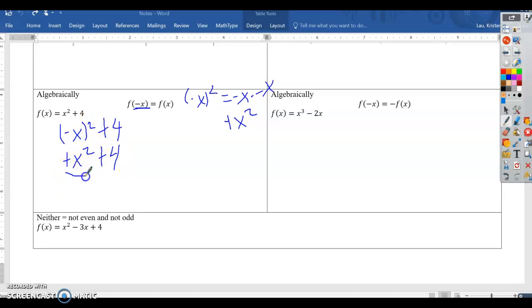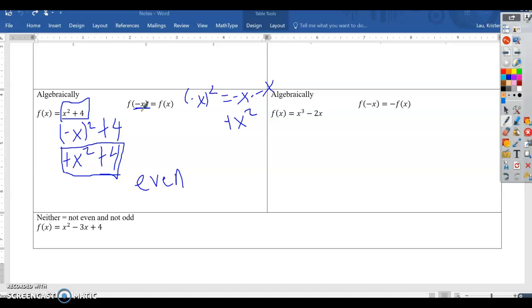Okay? Is this equation the same as the original equation? Yes, they are the same. So since these two equations are the same, that means that we have just proved that this function is even. Because when I plugged negative x into the equation, it's still the exact same equation as it was originally, so that would make it even.